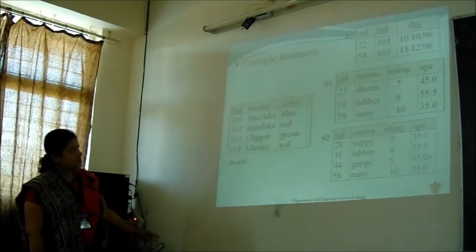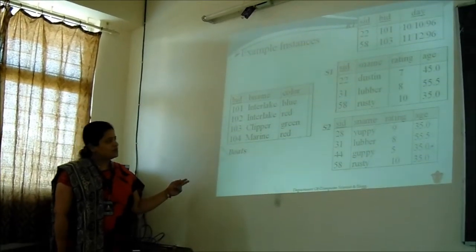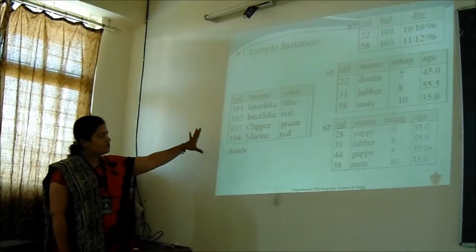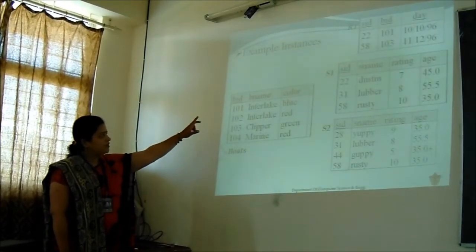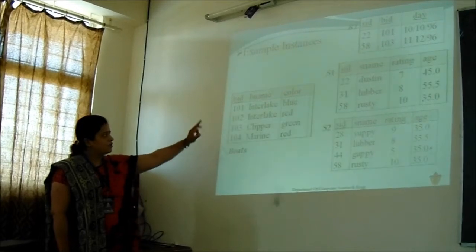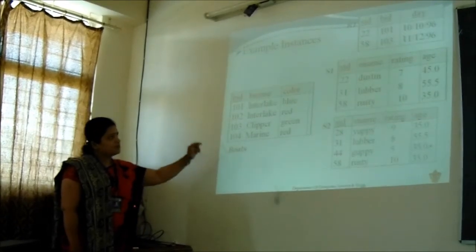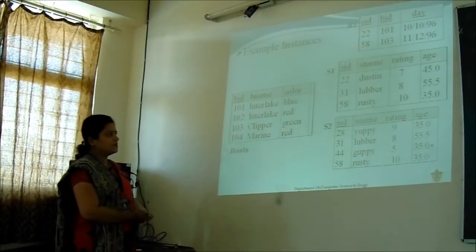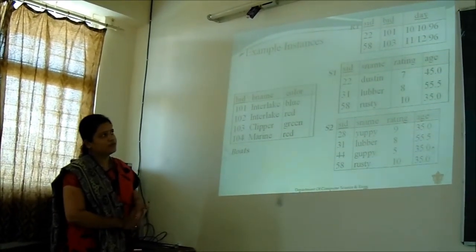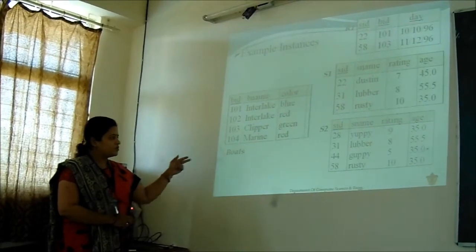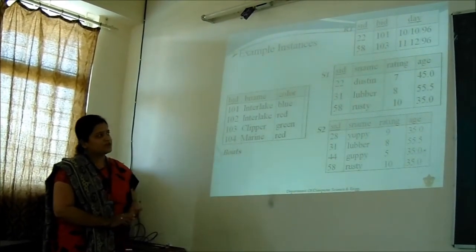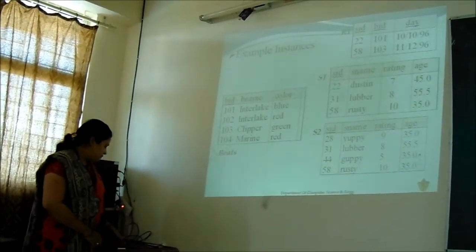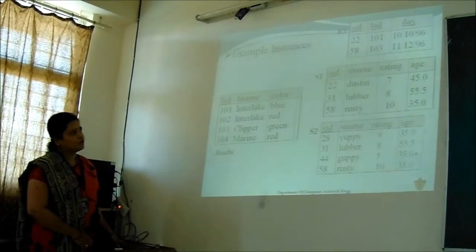Now, proceeding with our example instance, it is an example of a database. It consists of relations R1, S1 and S2. The values are filled here. For example, the boat ID, boat name and the color of the boat. Four data items are filled in the first relation. Similarly, R1 consists of SID, BID and the date on which the boat has been used. Second is S1 and third is S2. Using this relational model, we will apply our relational algebraic operations.